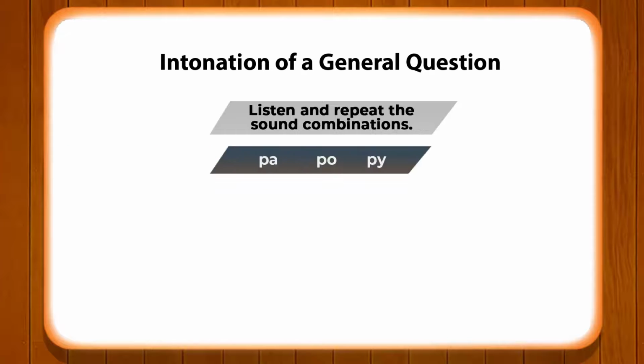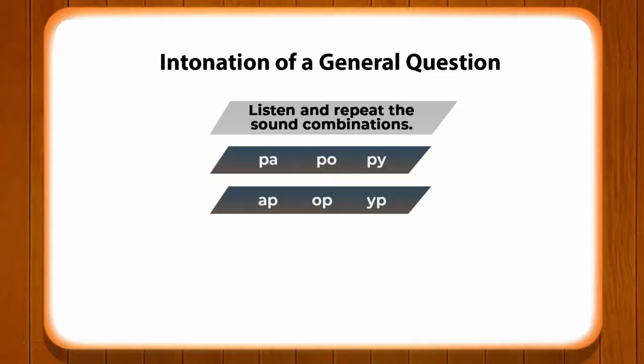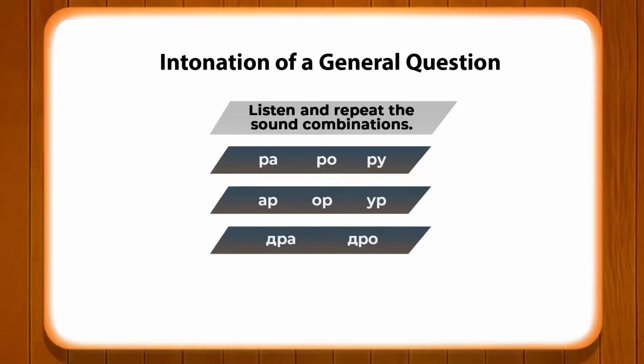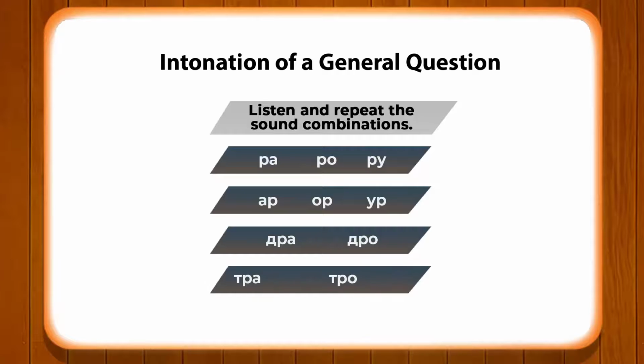We have ra, ro, ru, ar, or and ur, dra, dro and dru, tra, tro and tru. However, it is quite different from what we have just learned in the previous module, because now we are bringing this combination of three different letters together.